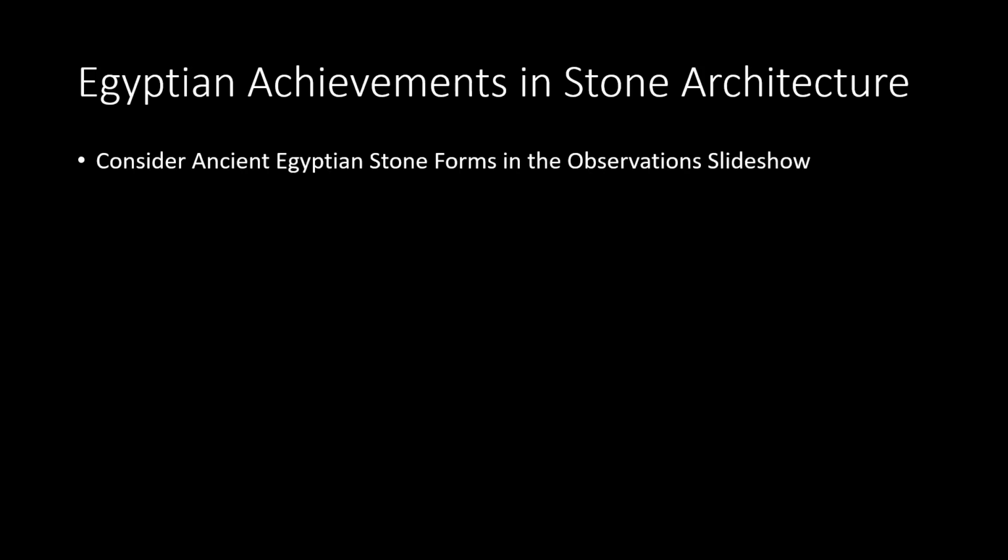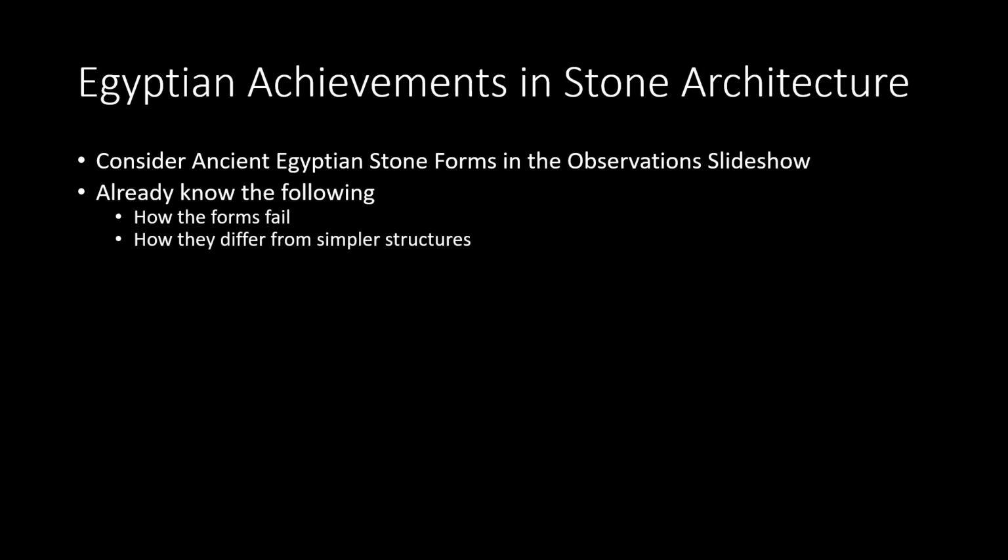The first thing I want you to do is just look at the different pieces of Egyptian stonework in the observation slideshow. So you're going to be doing your observations first. You'll use the attached observation sheet to do that. Now, keep in mind the following. You know from the previous set of observations how these forms are likely to fail, what will cause them to fail, and the Egyptian forms have not failed, so we know that they've overcome these difficulties in certain ways. And you know the ways in which these massive stone pyramids that the Egyptians built are different from simpler stone shelters that you saw back when we first started doing these observations.